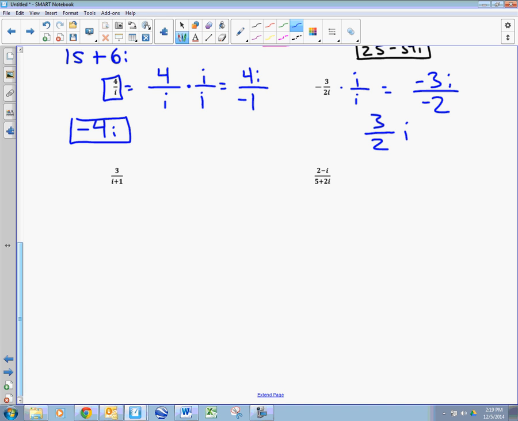3 over i plus 1. Right, a little bit larger here. If I multiply the top and bottom by i, that does not take care of my issue. Why? I multiply by the conjugate, because I would still end up with an i in the denominator. If you multiply by the conjugate, which is i minus 1, we will then be in good shape.